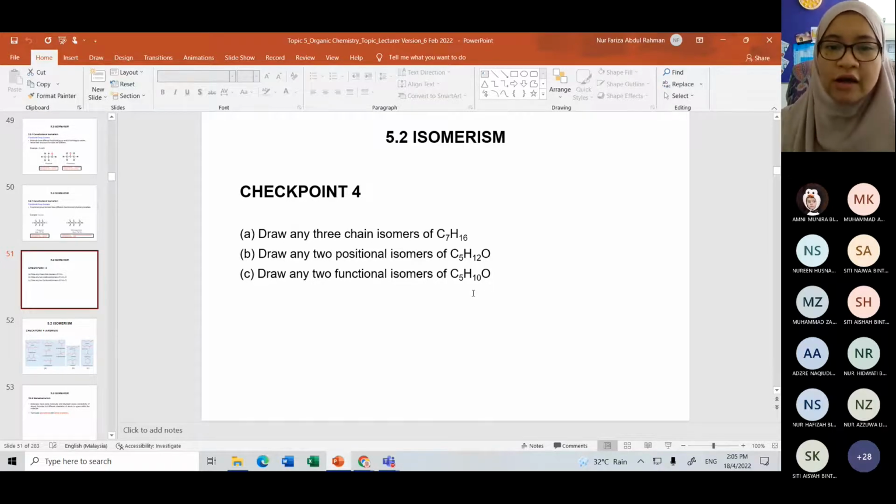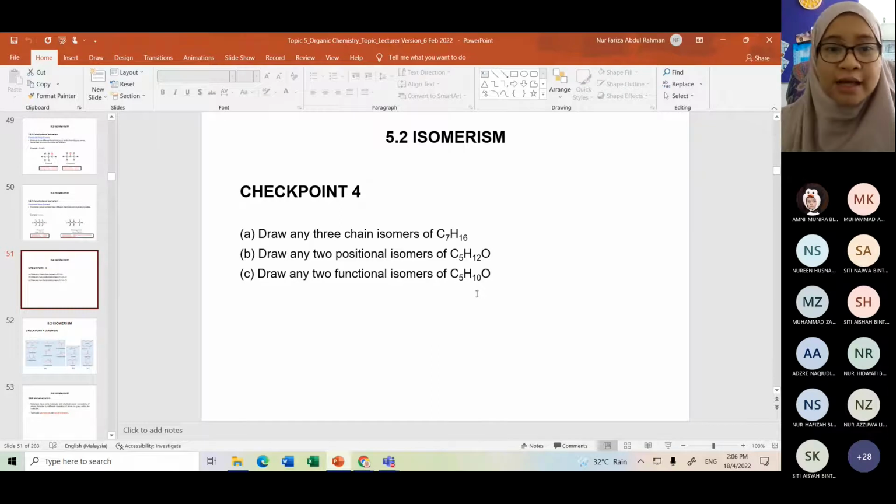And then C, draw any 2 functional isomers of C5H10O. Again, you have to identify what possible functional groups may have this chemical formula. It can be ketone, it can also be aldehyde. Those are considered as the carbonyl functional group. It definitely will not be carboxyl group or carboxylic acid, because carboxylic acid needs 2 oxygens, or ester. So it definitely won't be ester or carboxylic acid. So it can be carbonyl, that means it can be aldehyde or ketone.